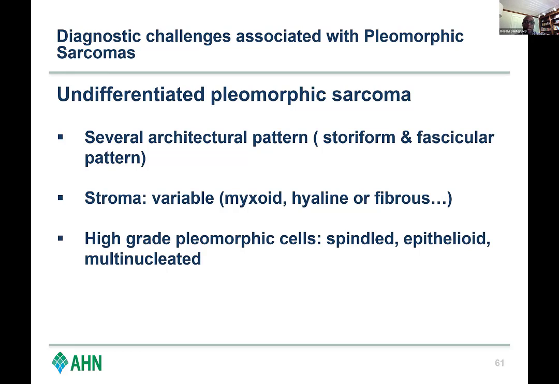Usually in UPS, the myxoid stroma will not be more than 20%. One should not be able to see curvilinear vessels, and the clinical picture is also different. Undifferentiated pleomorphic sarcoma is characterized by high-grade pleomorphic cells. They can be spindle. We think of UPS as having spindle cells, but not just spindle cells. They can have epithelioid cells, or they can have multinucleated cells also.